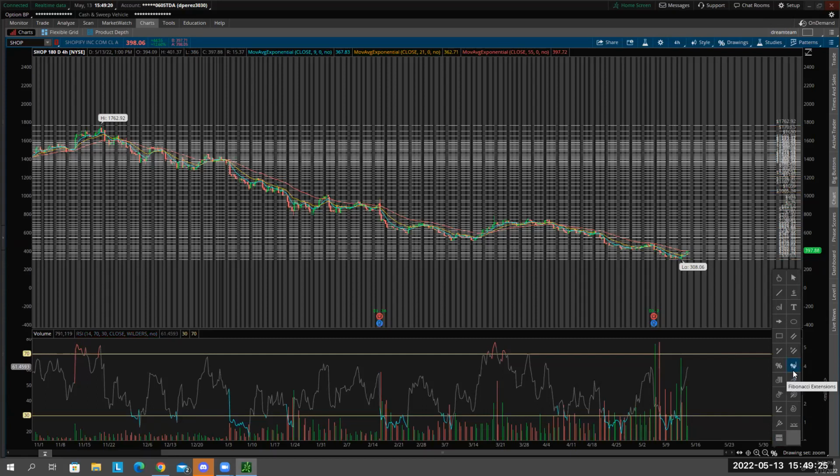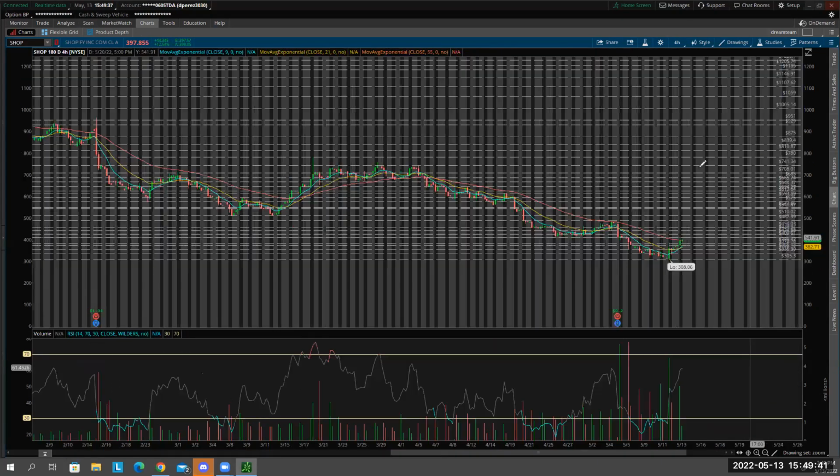Then you got the Fibonacci extensions. I don't really use that. I don't use any of these. So yeah, I showed you all the tools that I use.